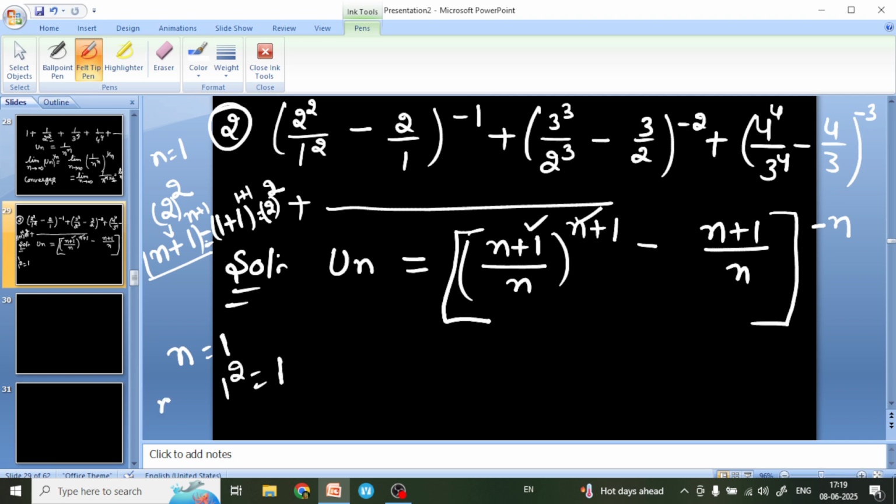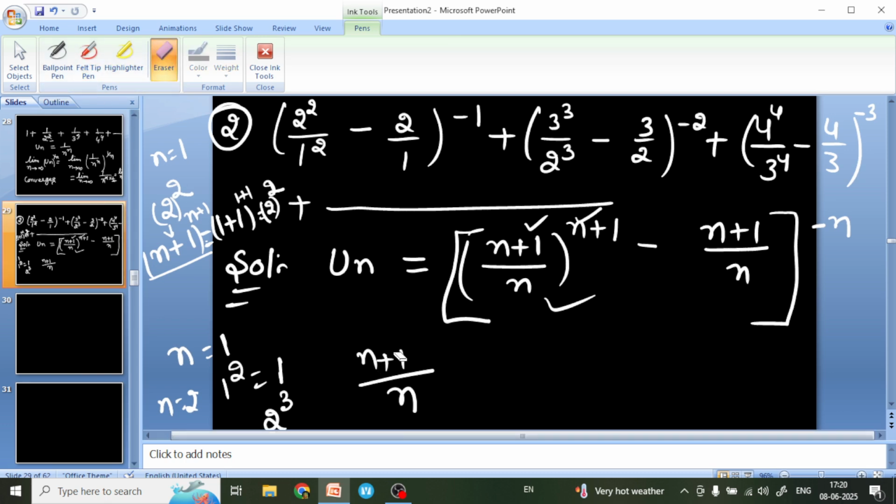When we take n equal to 2, it will be 2 raised to power 3. So that's why we will write this formula here: minus 2 by 1 means n plus 1 over n. N is 1, so 1 plus 1 is 2, and n is 1. And here we have shown why we take this un.